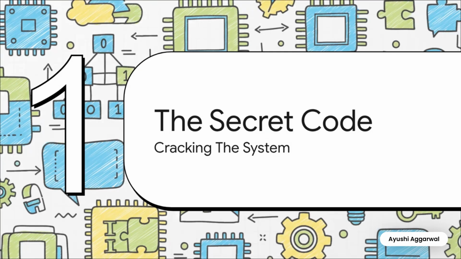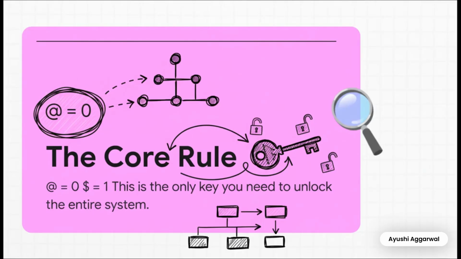The secret to this isn't hidden in some complicated formula. Nope, it's actually a very, very simple concept. So come on, let's crack this code together. Okay, here it is. This is the single most important rule you need to remember. At is just a 0 and $ is just a 1. That's it. The entire system is built on this one simple rule. This right here is the master key to the whole code.